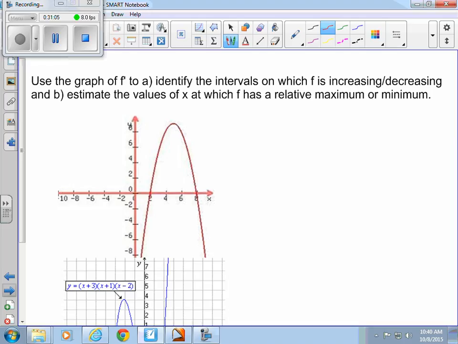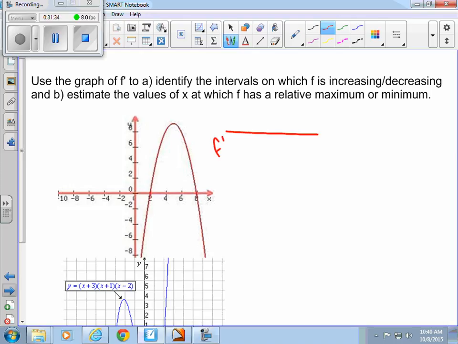This gives you the graph of f prime. So this is the graph of f prime. Use the graph of f prime to identify the intervals where f is increasing, decreasing, and estimate the x values of the relative maximums or minimums. I'm going to draw a sign chart. You'll get to a place where you don't need one, but for now, I'm new at this, so I'm going to draw a sign chart.